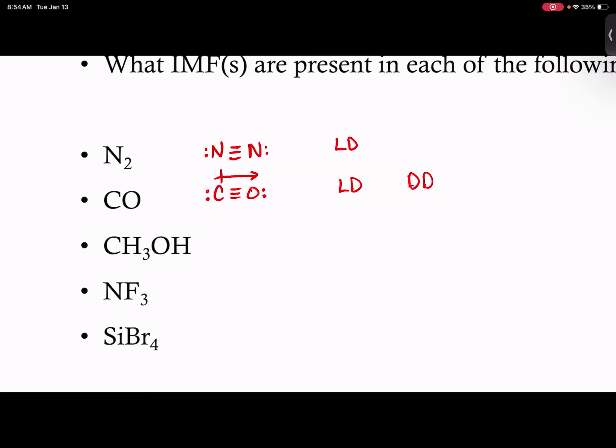Folks, some of the stuff that I was mentioning up here really comes into play in this next one. Because right off the bat, I see an OH. I know it's going to have London dispersion. But because of that OH, what is it going to have? It's going to have hydrogen bonding, and therefore it must also have dipole-dipole.